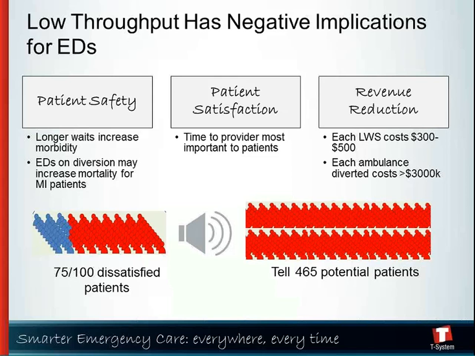And the biggest impact is on patient satisfaction. As we know, the time from arrival to seeing the provider is the one most important to patients. And there's really a cascade effect when you have an unhappy patient. 75 out of 100 dissatisfied patients will talk to their family and friends about the experience, who will turn around and talk to their family and friends. So one negative experience potentially impacts 465 potential patients.